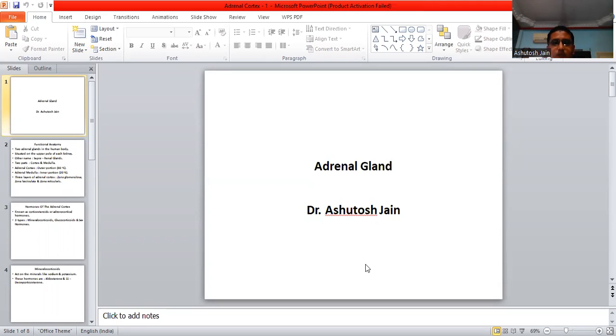Again, I am back with a very new and interesting topic. This is called the adrenal gland. We have already studied that the adrenal gland is an endocrine gland. There are two adrenal glands, situated each on the upper part of the kidney. These are also called the suprarenal glands.